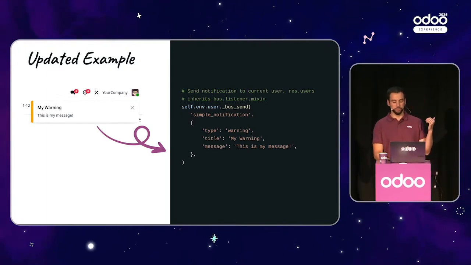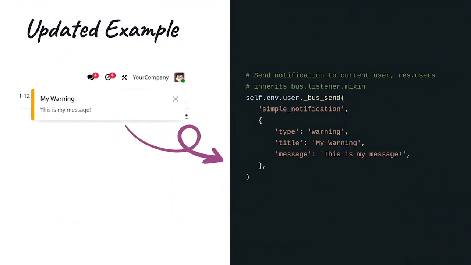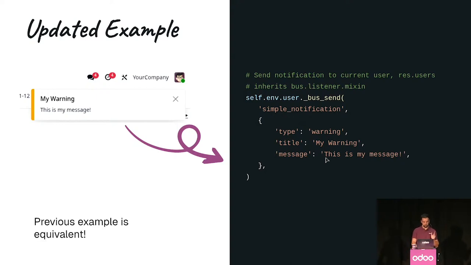For the previous example, we could also use directly the bus send method in the user. The user, as I mentioned, implements the bus listener mixin, and as you see, the difference here is that we are not specifying the channel. We're just saying the notification type and the content. The previous example is equivalent to this.